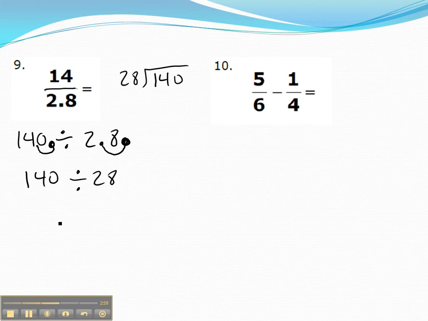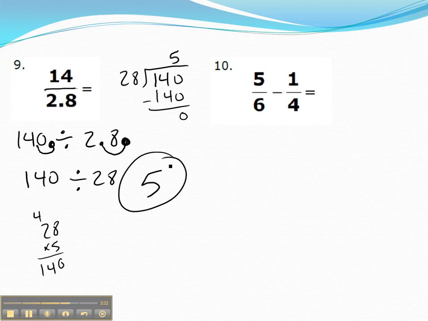Not sure how many 28s in 140, so let's try 28 times 5. 8 times 5 is 40, carry the 4. 2 times 5 is 10, plus 4 is 14. I actually really didn't know off the top of my head, but if the first one you pick is low, try a higher number. If it's too high, then you go with the lower one, and then you'll have a remainder, and then add a decimal. You know how to do all this. 5 times 28 is 140. Subtract, we get 0, so the answer to this one is 5.